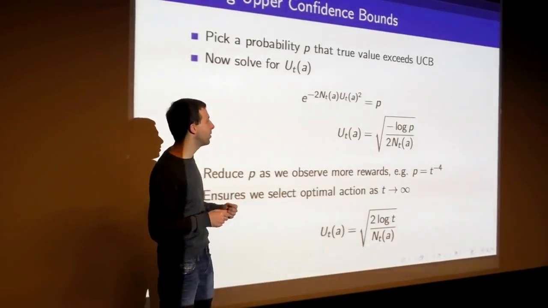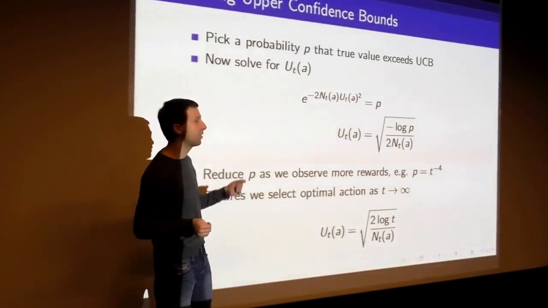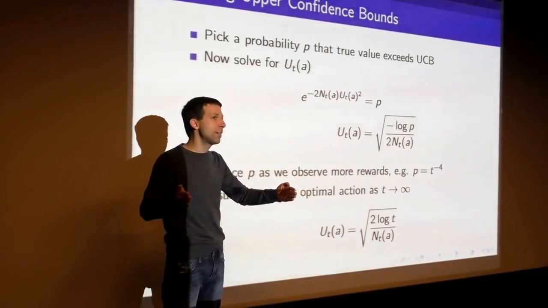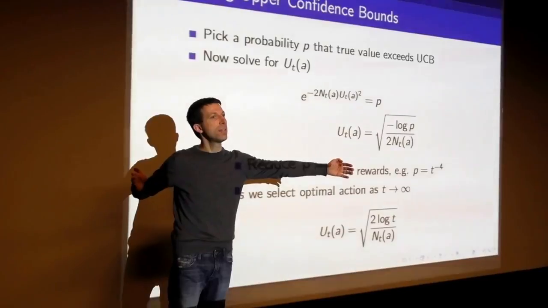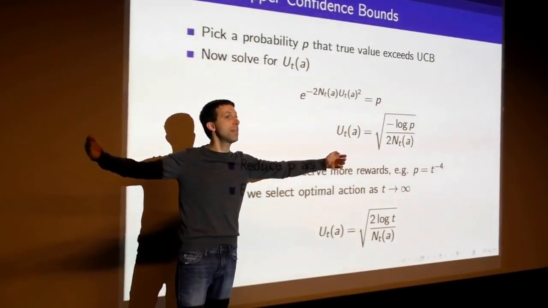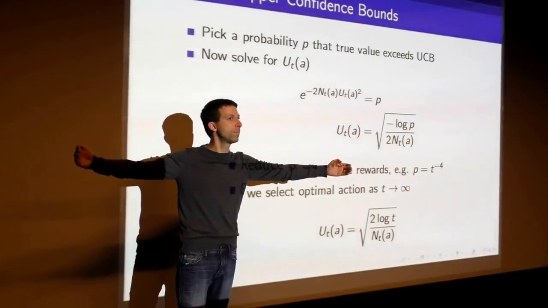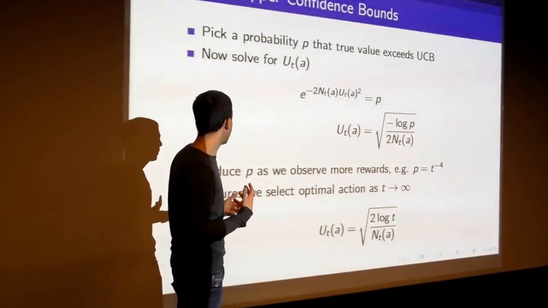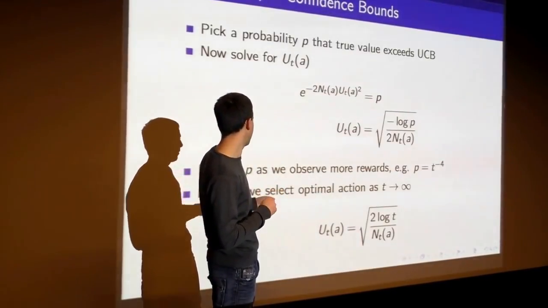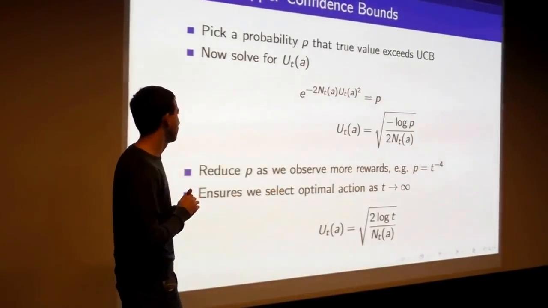So the second thing we do is we add a schedule to our p-value. We don't fix it to 95%. Instead, we slowly increase this over time to be more and more confident that we've included the true Q value in our interval. So we want to make sure that we guarantee that we select the optimal action as t goes to infinity.